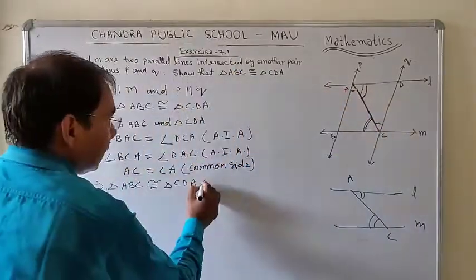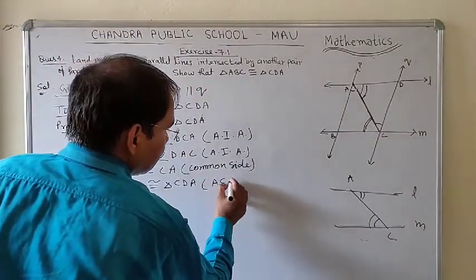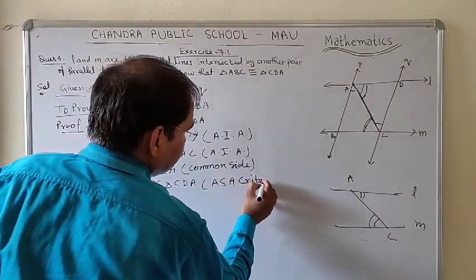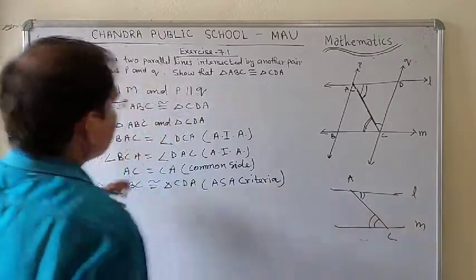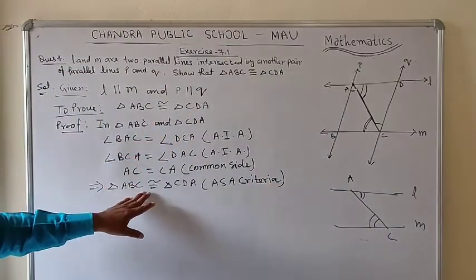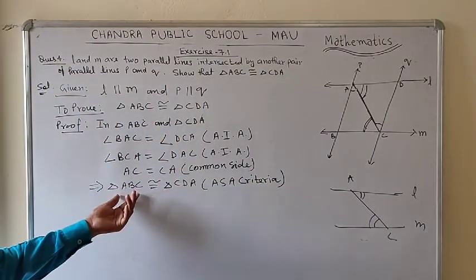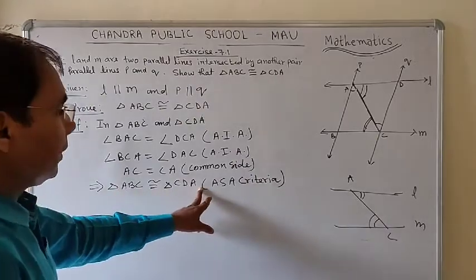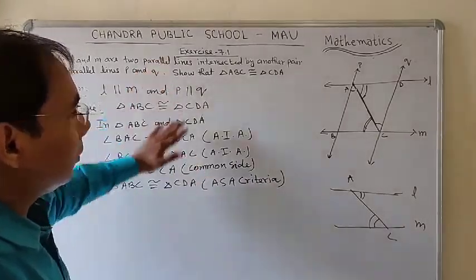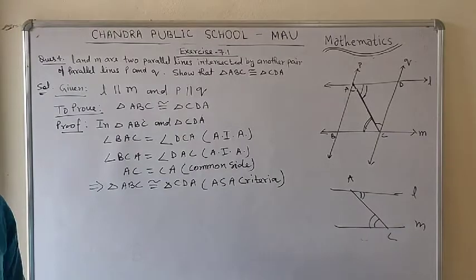So this criteria is ASA criteria. Here you need to prove that triangle ABC is congruent to triangle CDA. So that is proved. Triangle ABC congruent to triangle CDA. So kindly note down the complete solution.